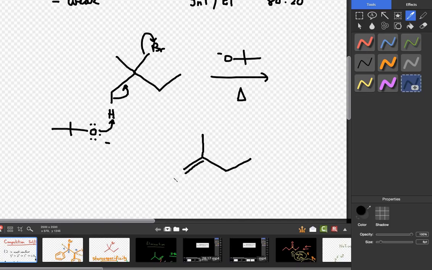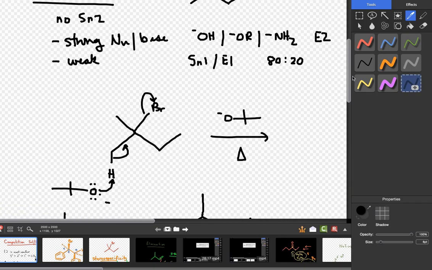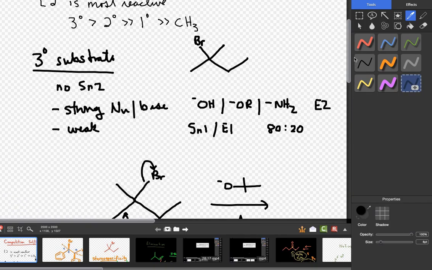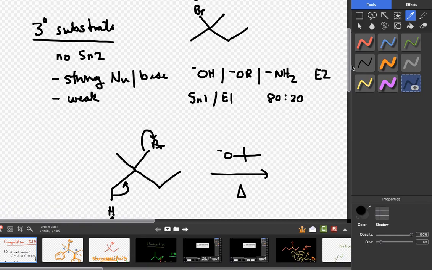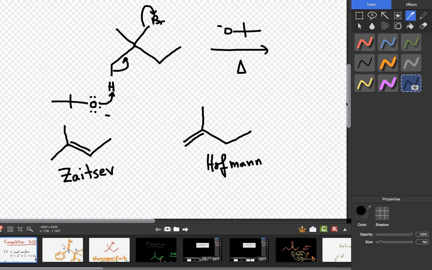Notice I only have 2 alkyl groups that are bonded, whereas if I had a less bulky base, I would have 3 alkyl groups that are bonded. This is called a Zaitsev product. This is called the Hofmann product. So that's really our only dilemma if we have a strong base and a tertiary substrate. If the base is bulky, E2 will predominate and I'll get Hofmann. If the base is not bulky, E2 will predominate and I'll get Zaitsev.